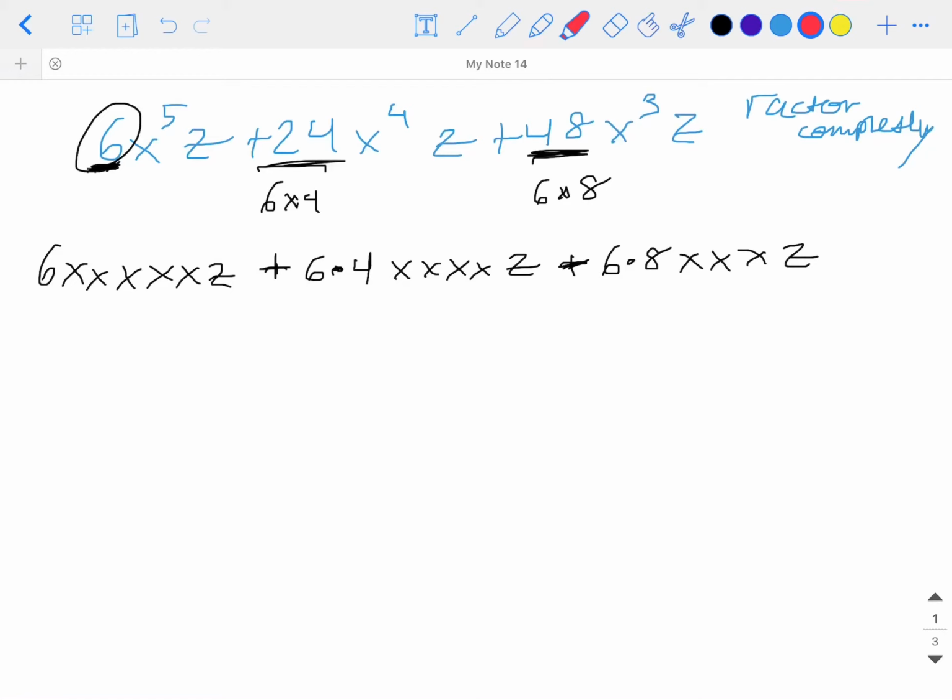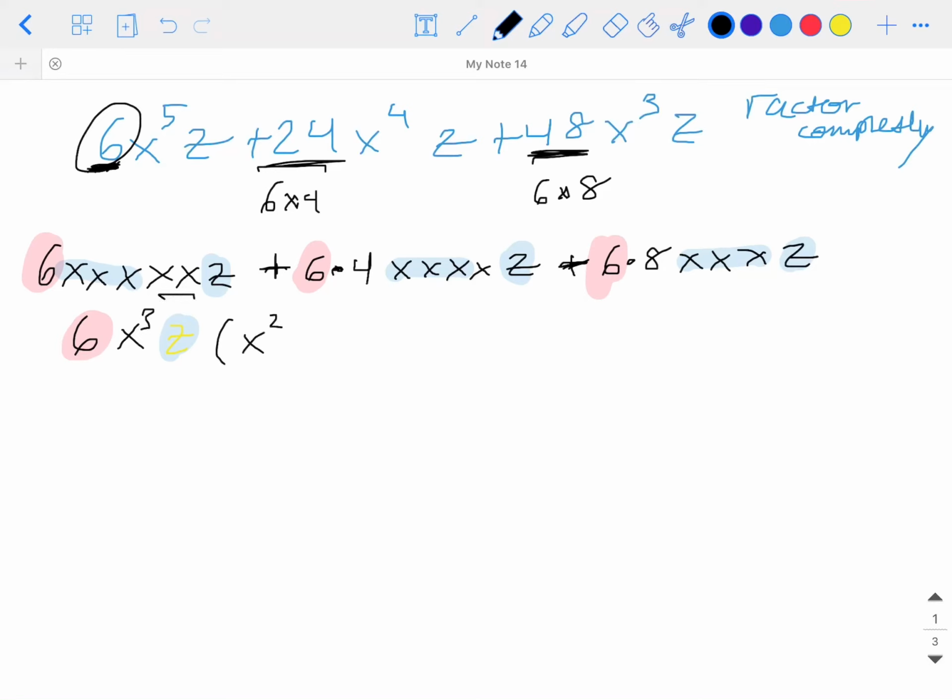Let's see what all three terms share in common. Well, we can already check that they all have 6. So I'm going to pull the 6 out. And let's see what else they have in common. We can pull out 3 x's. So we pull out 3 x's, that's the same thing as x^3. And they all share a z. Everything else that we haven't touched will remain inside.